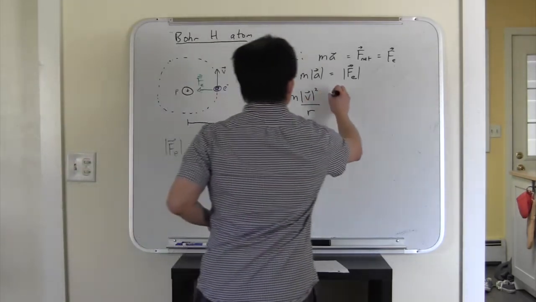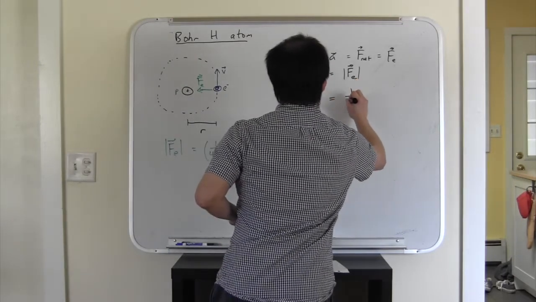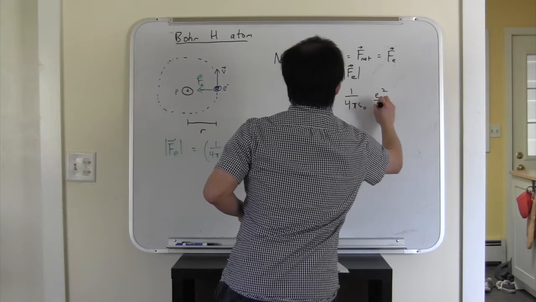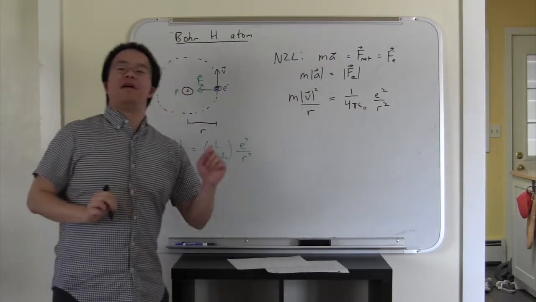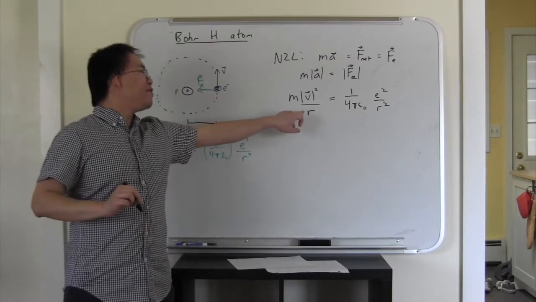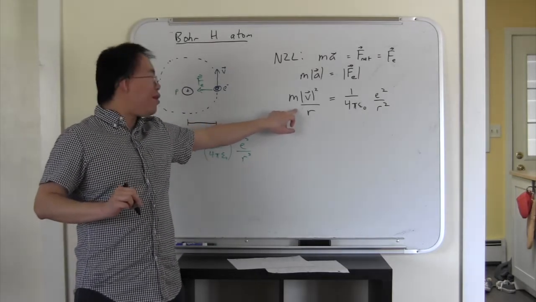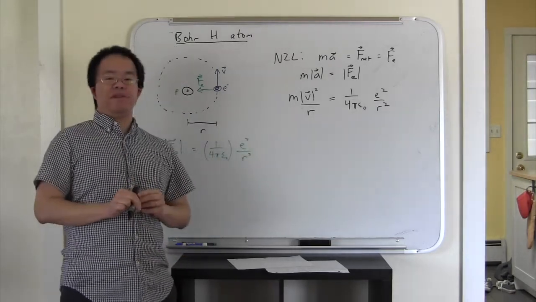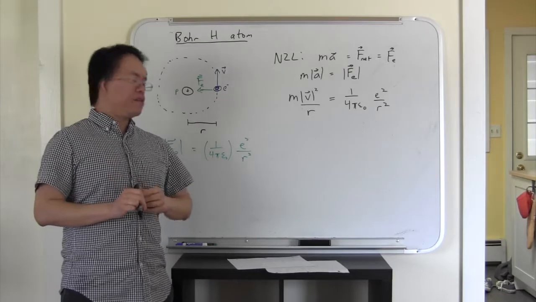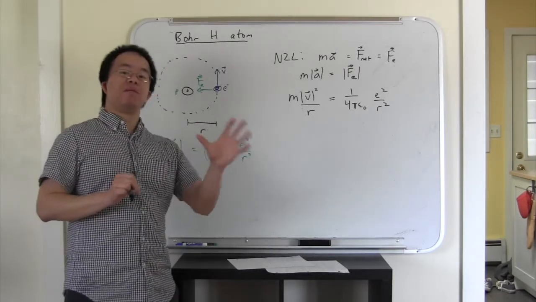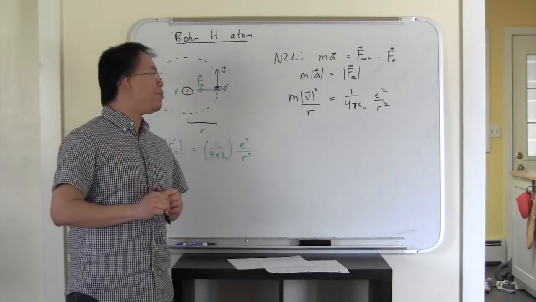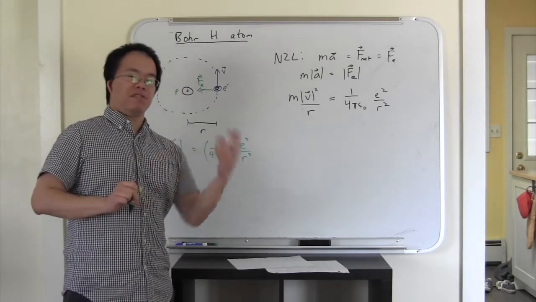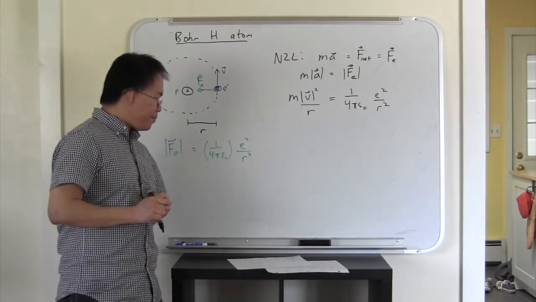So if I plug that in, we now have a relationship between the velocity of our electron and the radius of the orbit. Then we can go on and simplify this further if we wanted to, but I'll just leave it in this form for now. Okay. So that's the first ingredient that goes into Bohr's model of the hydrogen atom.